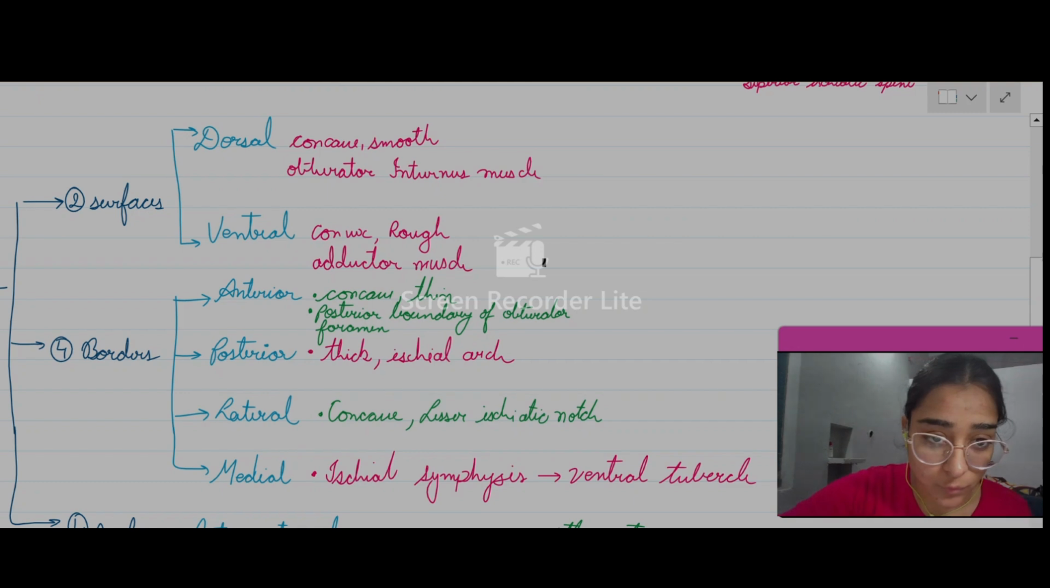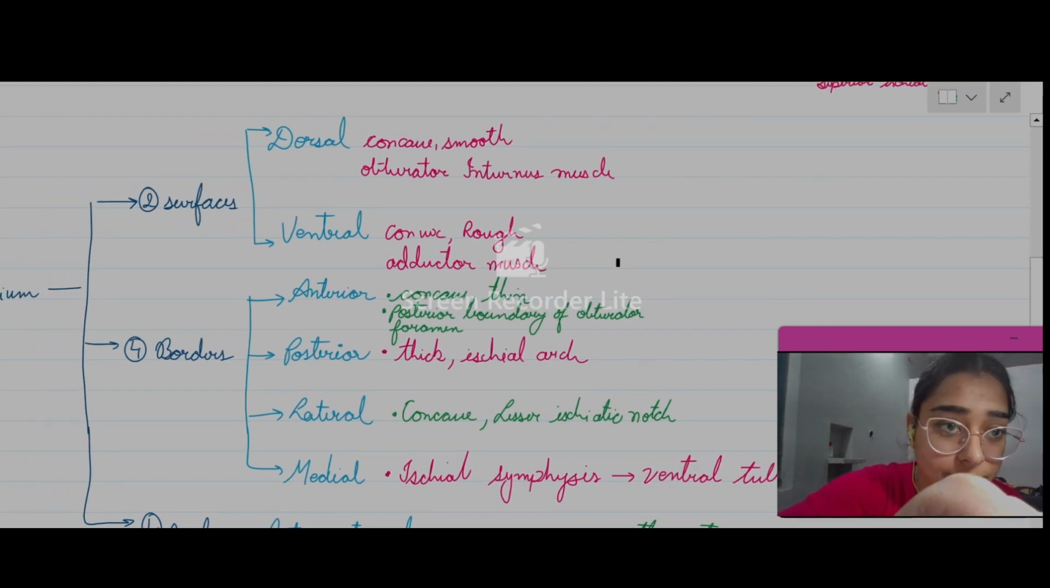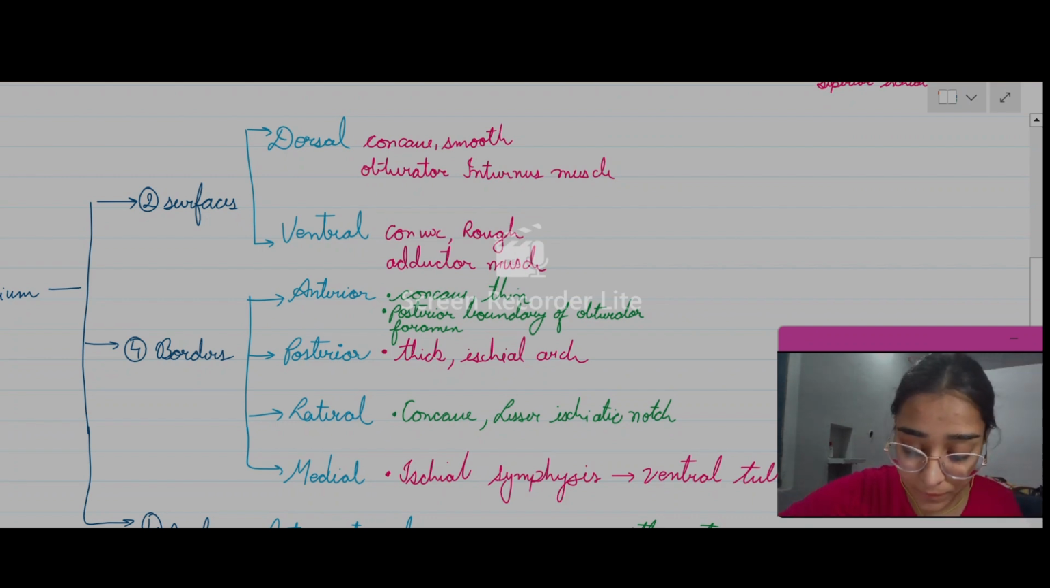This ventral surface is slightly convex and rough for the origin of adductor muscle. The anterior border is concave and thin. So this is the anterior border, it is concave and thin. Next, it forms the posterior boundary of the obturator foramen as it was told before.